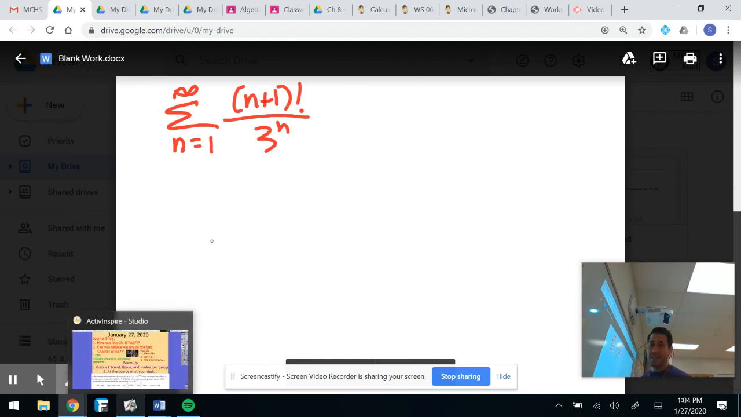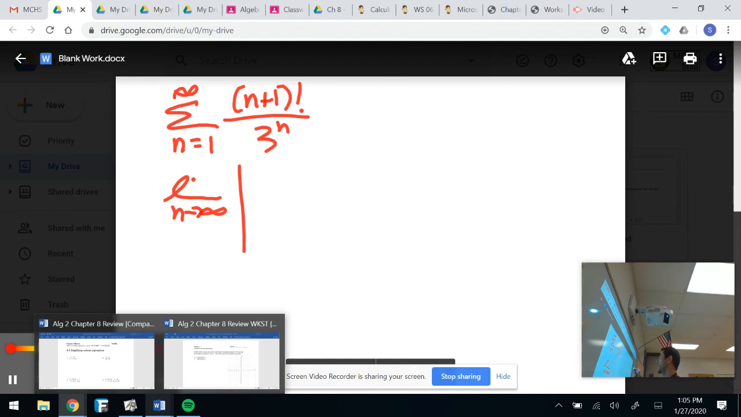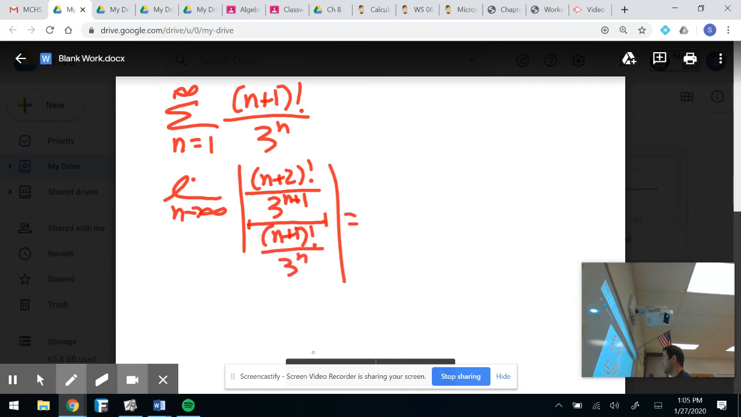Well, once again, it's got that factorial. It's got the n in the exponent. That's going to mean the ratio test, all right? So here we go. It says the limit as n approaches infinity. We do the absolute value. I plug in an n plus 1. So that's going to give me n plus 2 factorial over 3 to the n plus 1. I'm going to divide that by a sub n, which is the original problem. And once again, I'm going to do some simplification here as I flip it.